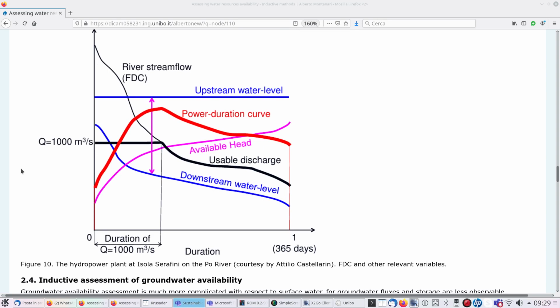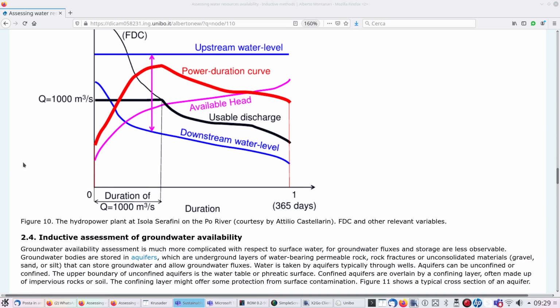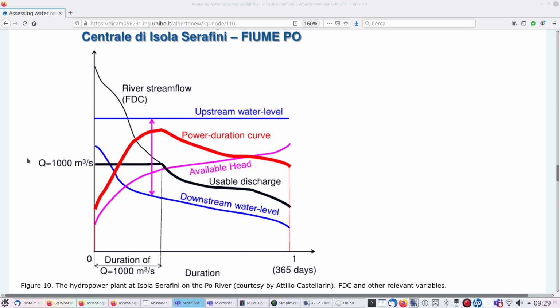Okay, and then this is, I think, a nice example of how the flow duration curve can be used to estimate water resources availability, and not only that, but also to estimate the benefit that we can draw from the flow duration curve.